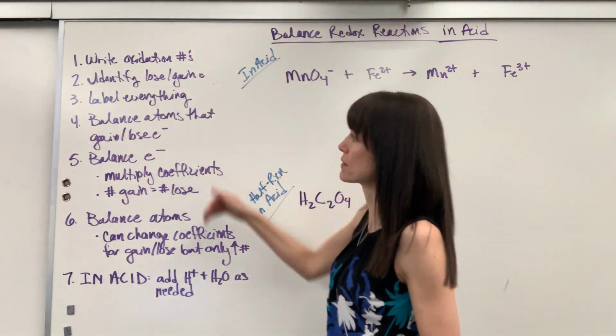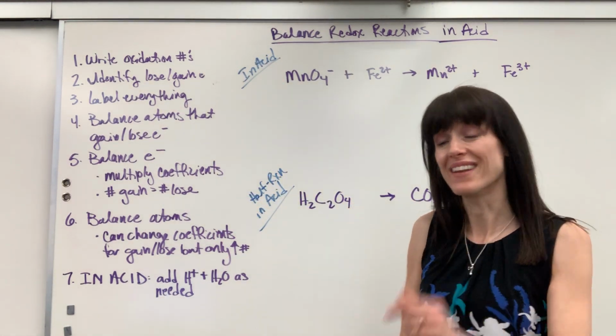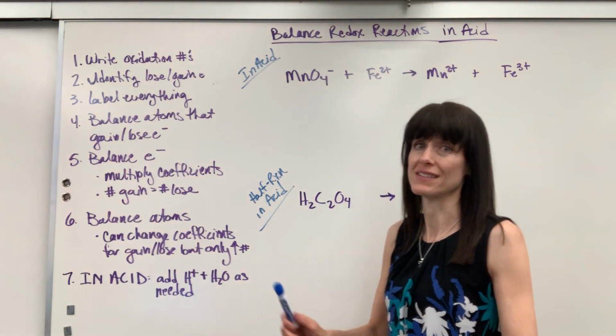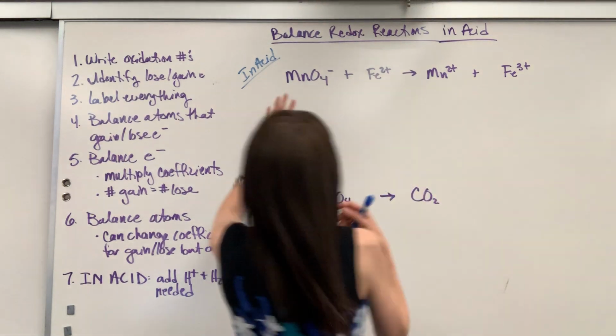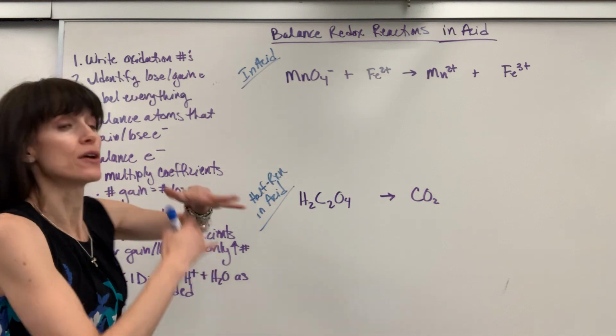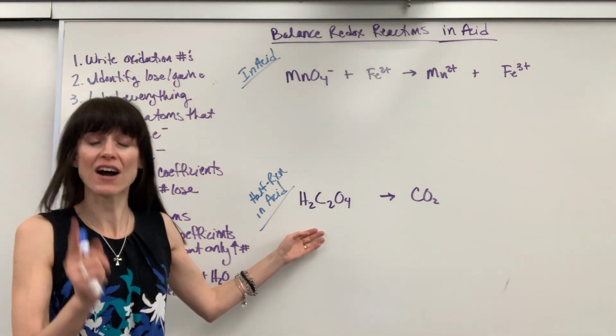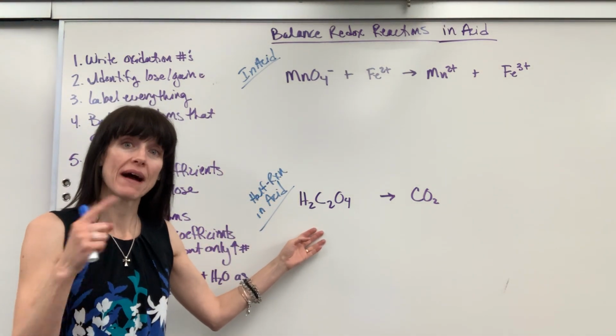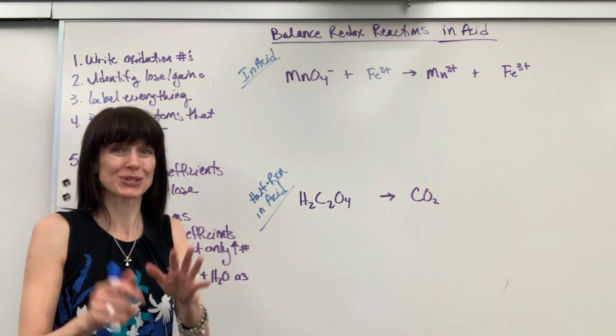I'm going to very systematically walk through these steps and then at the end, show you how to finish it off if it's in acid. Notice I have two examples here. One is a full redox reaction and the other one is a half reaction. Sometimes you'll be asked to balance half reactions in acid. So I want to show you both.